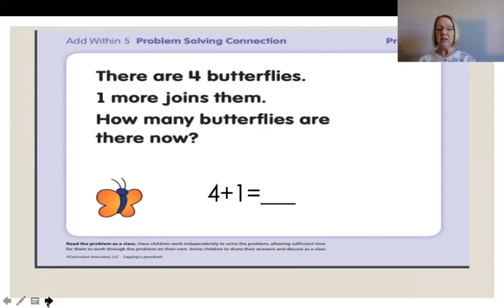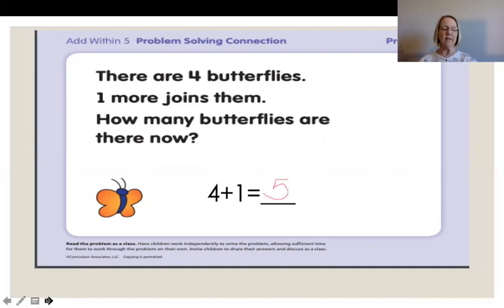Okay, so let's talk about the butterflies. This whole word problem is on butterflies. So it says there are 4 butterflies and 1 more joins them. And the question asks, how many butterflies are there now? So we have 4 butterflies, and we have 1 more that adds to or joins them. So how many butterflies do we have now? We have 5. Great job.